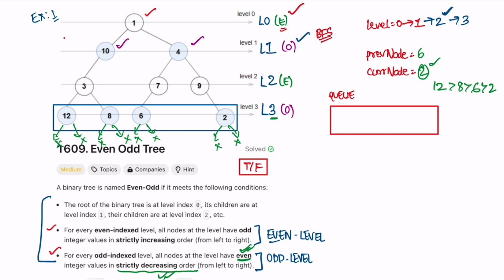And now increment the level. We are going to the next level. So level is 4. But now the queue becomes empty. It means we processed all the elements once. And if we haven't returned false until now, if at any point one of these conditions were failing, we directly return false as the output.